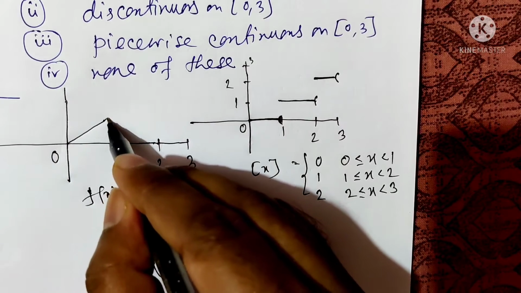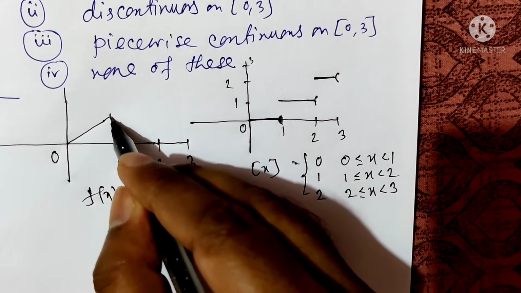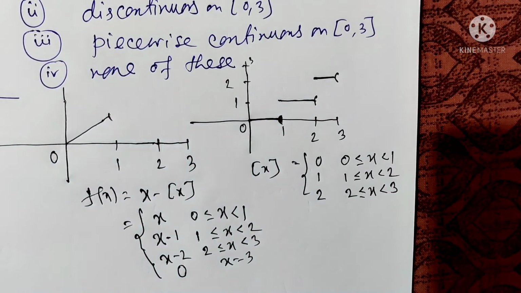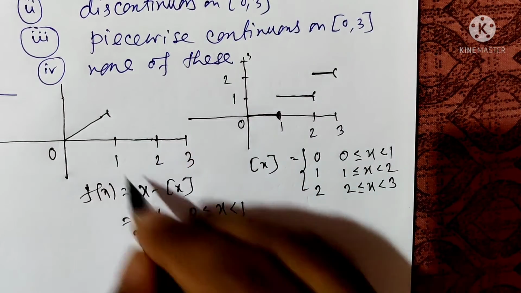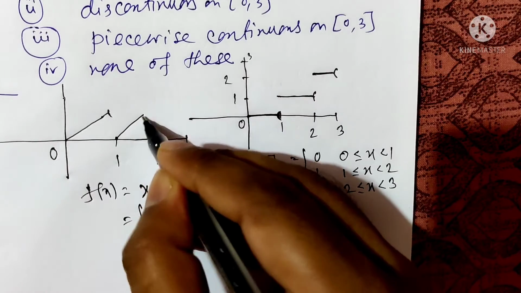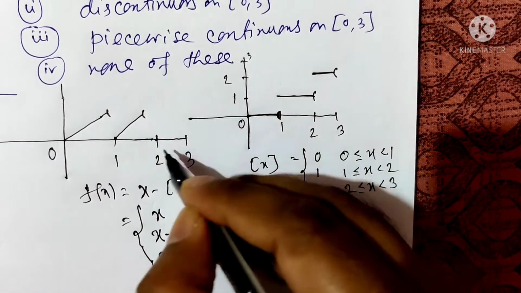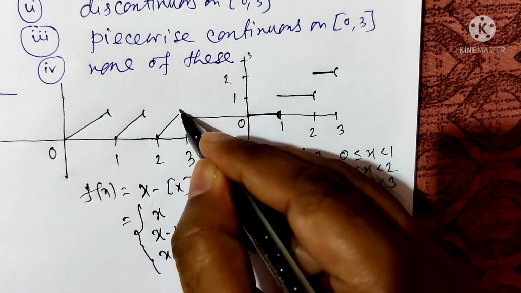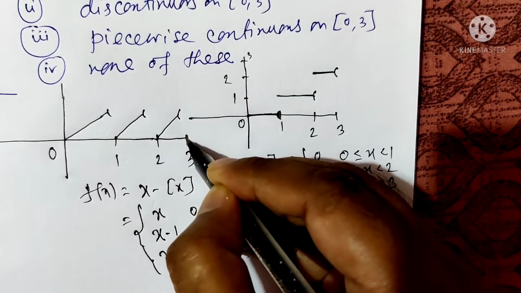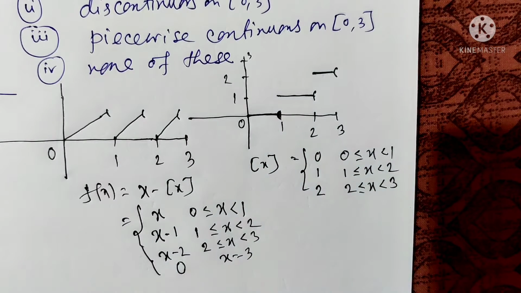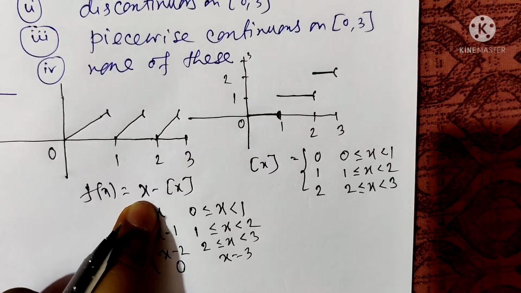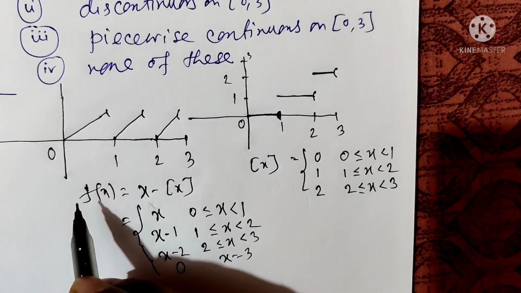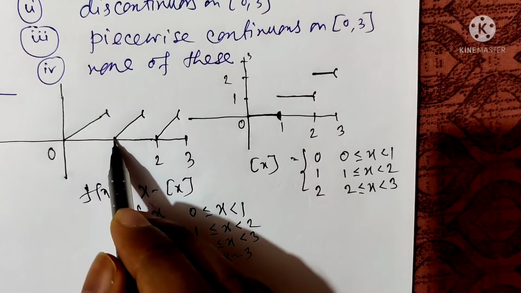Now from 1 to 2, this is x minus 1, and from 2 to 3, this, and at the point 3, this value is 0. So this is the graph. Okay, so easily we see where the points of discontinuity will be.